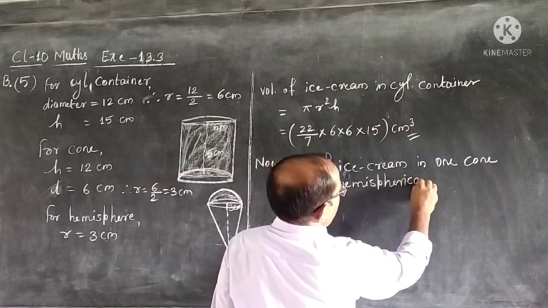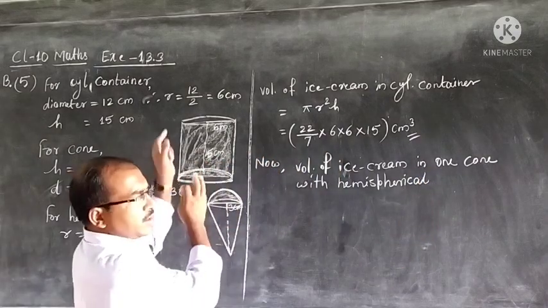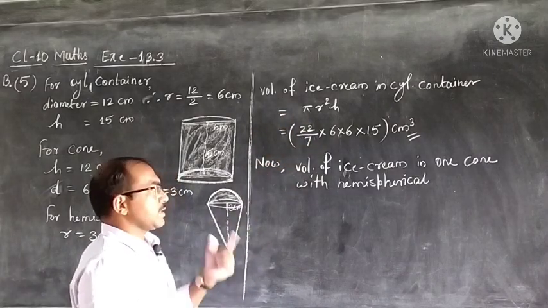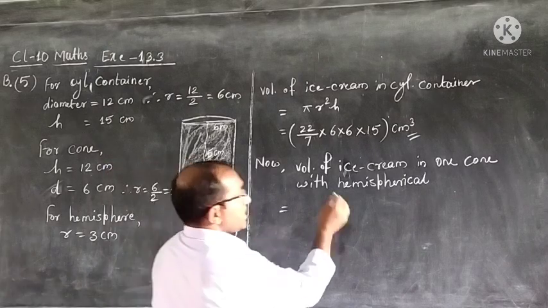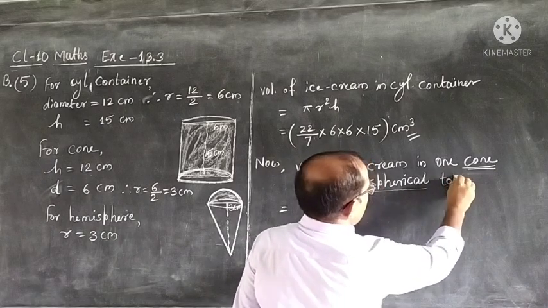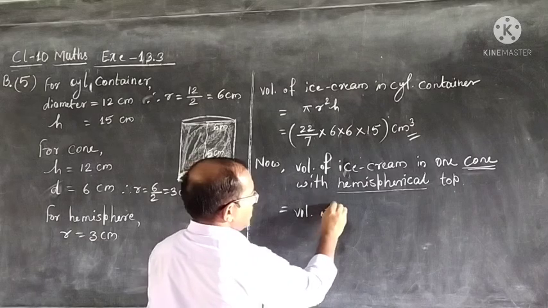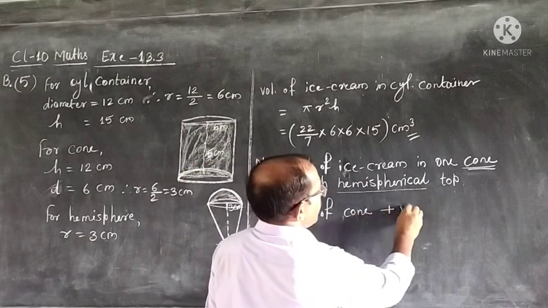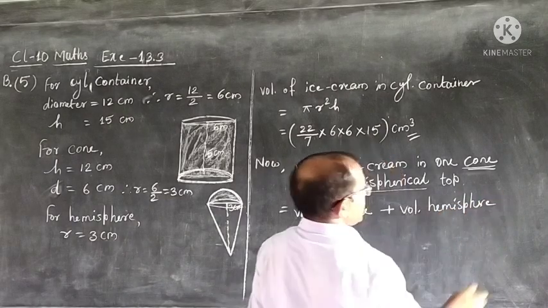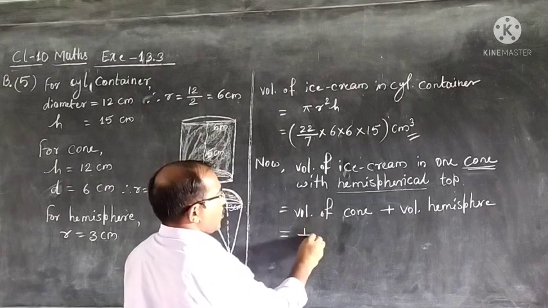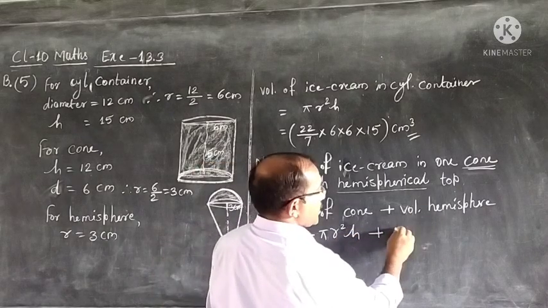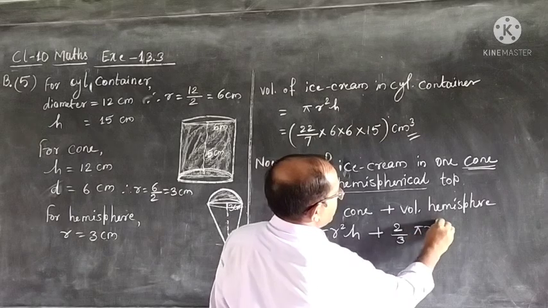That is how we are going to calculate it. There is the cylindrical container, and we found the amount of ice cream in that. Now, the conical shape with hemispherical top, let us see. So, volume of ice cream in one cone with hemispherical top means we will find volume of cone plus volume of hemisphere, because it has two shapes, conical shape and hemispherical shape. Volume of cone is 1 by 3 pi r square h, plus volume of hemisphere is 2 by 3 pi r cube.